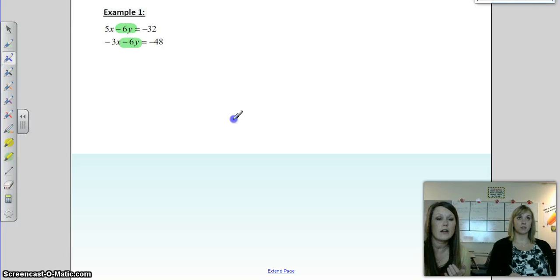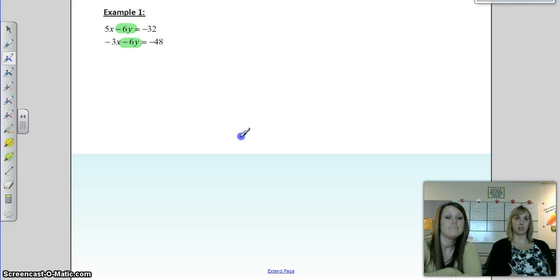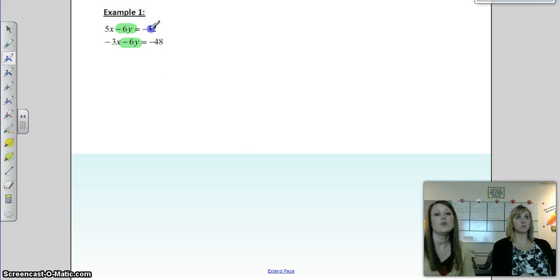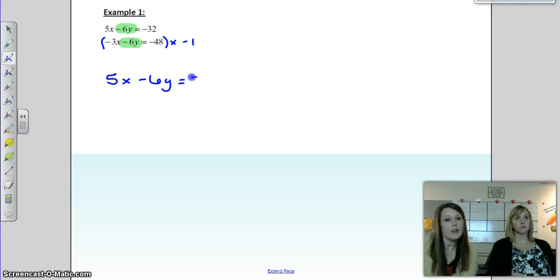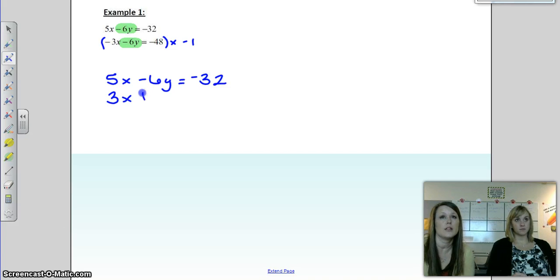So I need to figure out how to change one or both of these equations so that those negative 6's are opposites, so that one has negative, one has positive. You need to take one from a negative and make it into a positive. So times negative 1 would change that. Let's multiply that bottom equation by negative 1. Could I do the top one? You could if you wanted to, but I chose the bottom one so I could get rid of all those negatives. Rewrite everything. The top equation is still the same. That bottom equation now becomes positive 3x plus 6y equals positive 48.